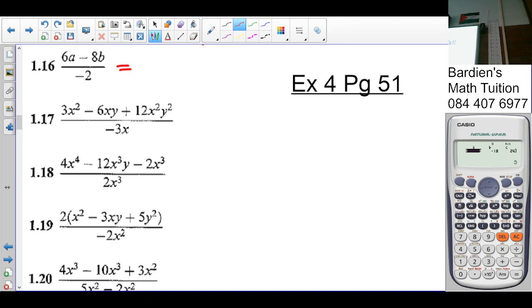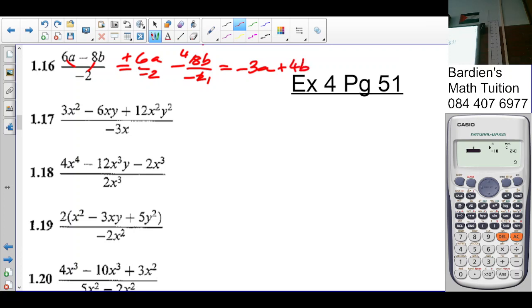1.16. What's your answer here? Negative 3a plus 4b. Absolutely. Each one gets its own denominator. So it's 6a over negative 2 minus 8b over negative 2. Positive divided by negative is negative. 2 goes into 6 three times, so it's 3a. Negative divided by negative is positive. 2 goes into 8 four times, so it's 4b.